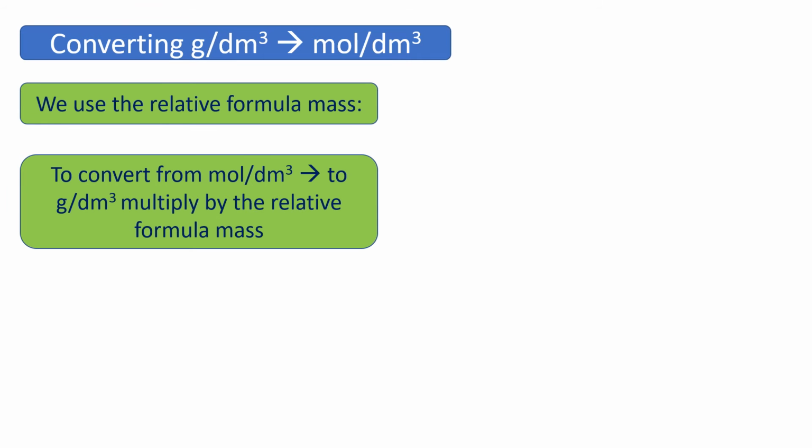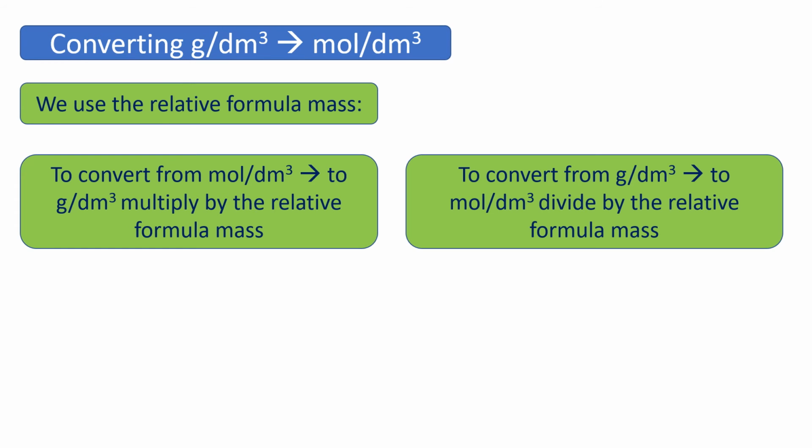So if I want to convert from moles per decimeter cubed to grams per decimeter cubed, I would multiply whatever that number is by the relative formula mass of the substance. If I wanted to do the other way around, so I want to go from grams per decimeter cubed to moles per decimeter cubed, I would divide by the relative formula mass. Now, unfortunately, there's no way around this. You're just going to have to memorise that piece of information.